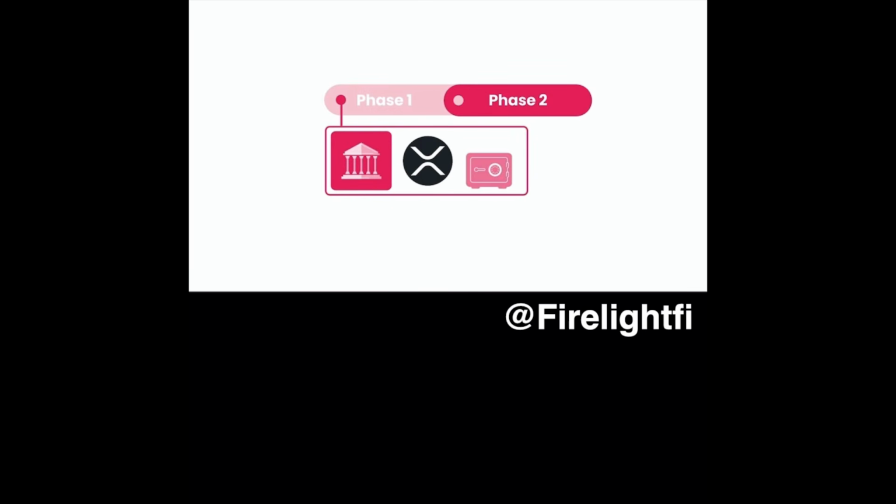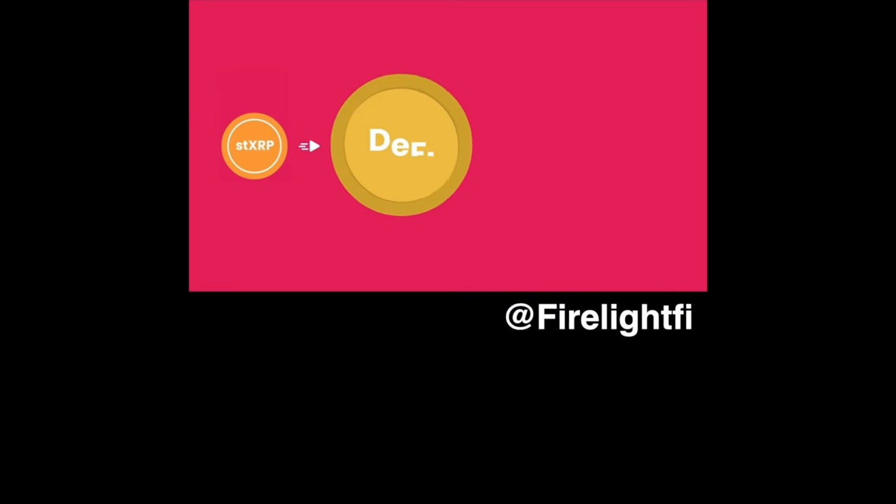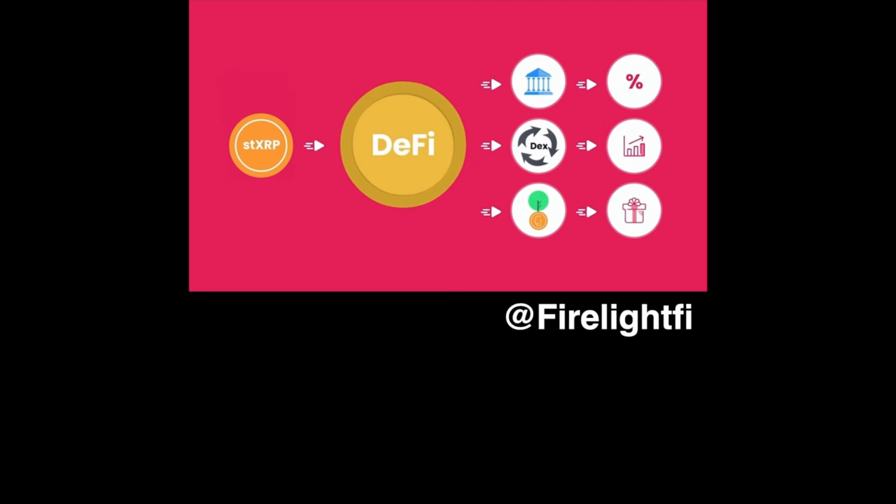Firelight is a liquid staking protocol designed to unlock value for XRP holders. How does this all work? We'll launch across 2 phases. In Phase 1, stakers deploy their assets into a Firelight curated vault. In return, they receive a liquid staking token called stXRP. They can use this token across Flare Network's DeFi ecosystem to earn rewards. They will also receive Firelight points, which is a way to track participation.